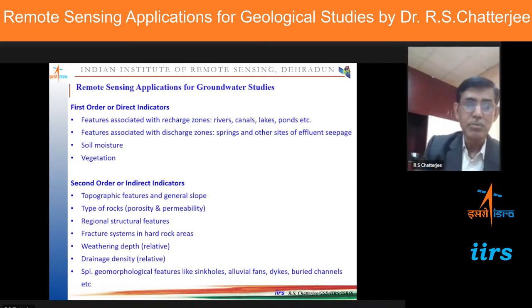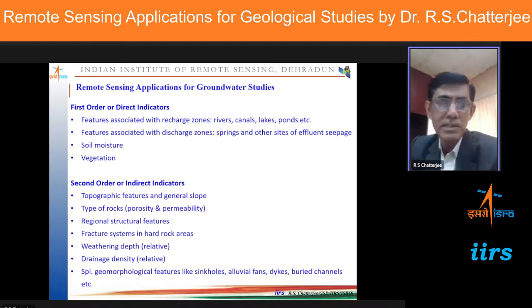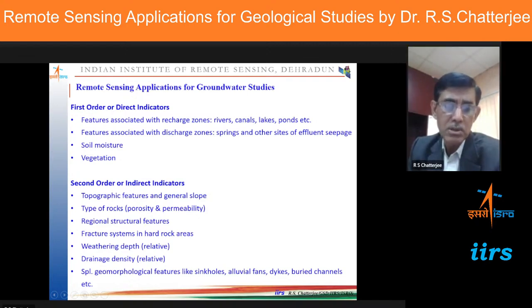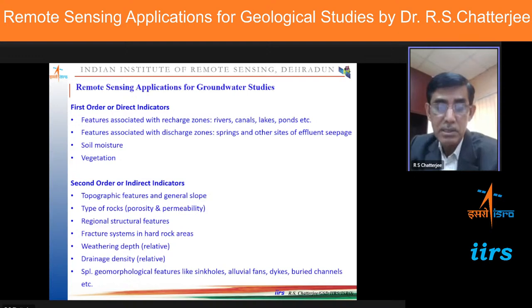See it? And the second order or indirect indicators, which you have to interpret indirectly, like what is the topographic slope, what is the topographic elevation, what are the types of rocks, essentially hydrogeological properties of rocks, defined by the porosity and permeability of the rocks. Then what are the regional structures or different geological structures in this area? Then the fracture system, particularly in a hard rock terrain, like in the Precambrians.